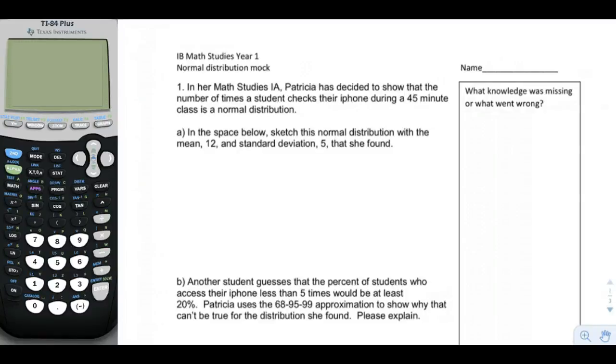Problem number 1. In her math studies IA, Patricia has decided to show that the number of times a student checks their iPhone during a 45-minute class is a normal distribution. So in the space below, sketch this normal distribution with the mean, 12, and the standard deviation, 5, that she found. Okay.